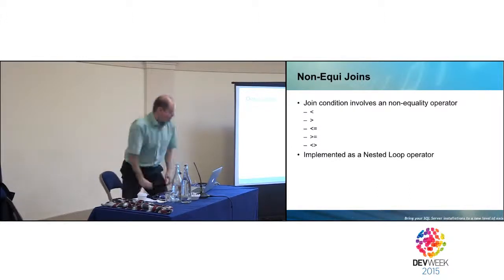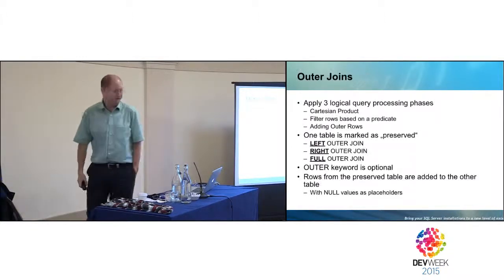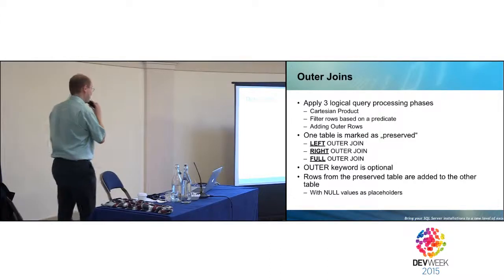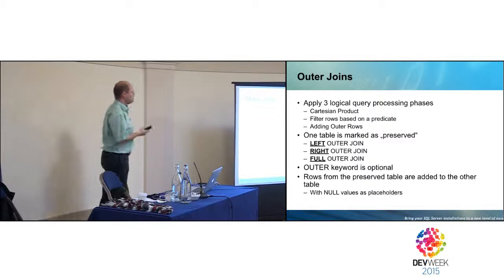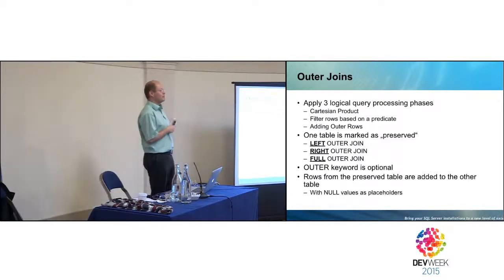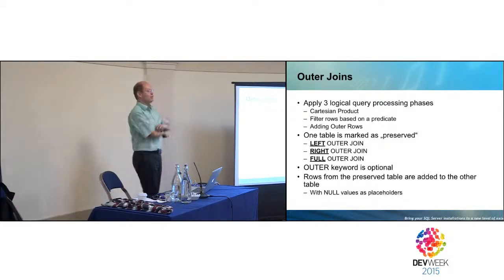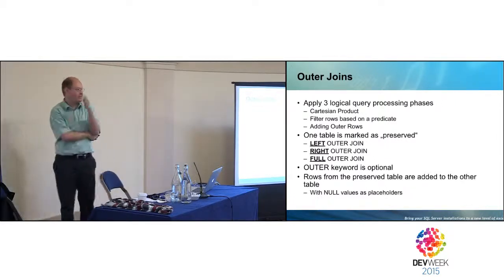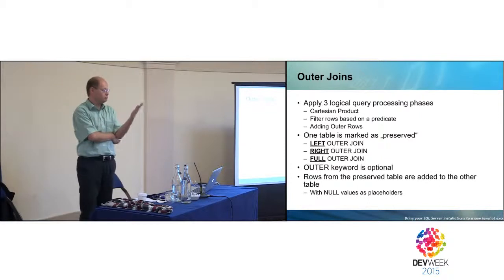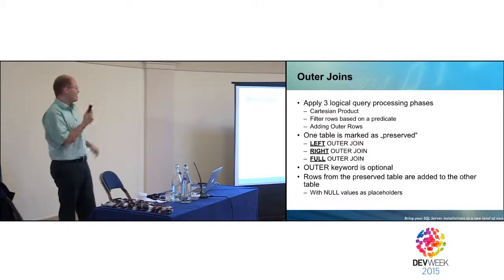Let's continue with outer joins. Let's go to the outer space. With outer joins, we apply 3 logical query processing phases. In the first phase, we make our Cartesian product, like with the cross join. In the second phase, we apply the filter, like with the inner join. And the third phase adds now outer rows.